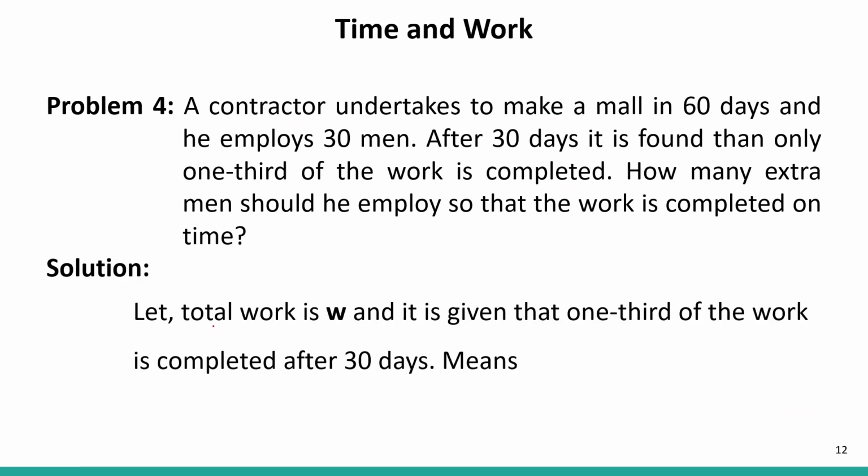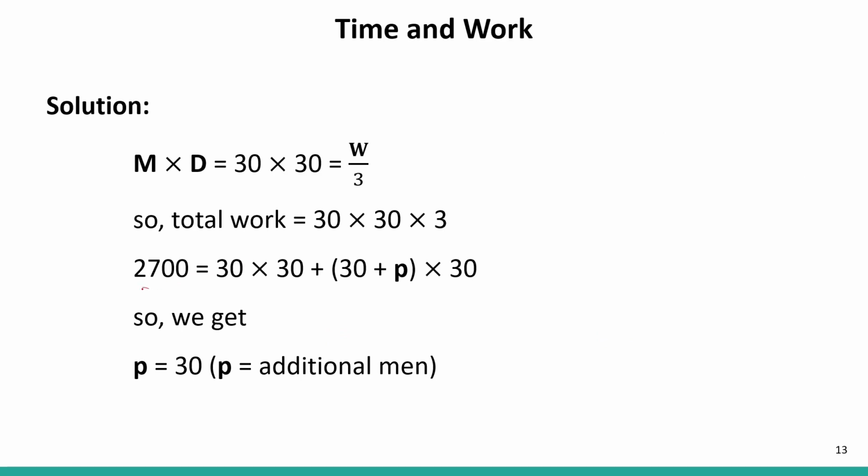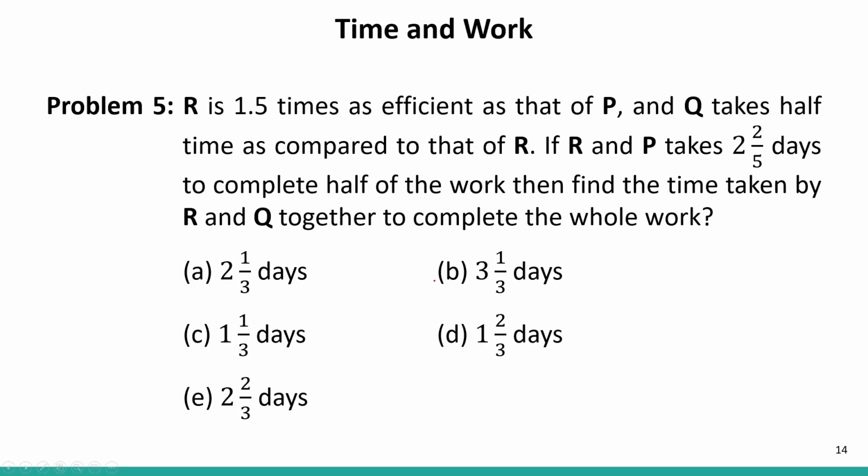So let's see the step-by-step solution. Let total work be W, and it is given that 1/3 of the work is completed in 30 days. So it will take 2700 days for one worker to complete the work, because m into d is equal to 30 into 30, equal to W by 3. So total work is 30 into 3 into 30, equal to 2700. So this is equal to 30 into 30 into (30 plus t), where the number of persons is now increased. So we get t equal to 30, that is the additional number of men. So we want 30 more men so that the work could be completed in time, that is in 60 days.